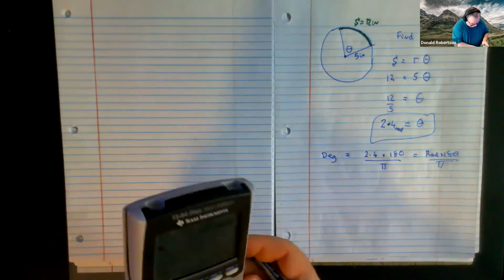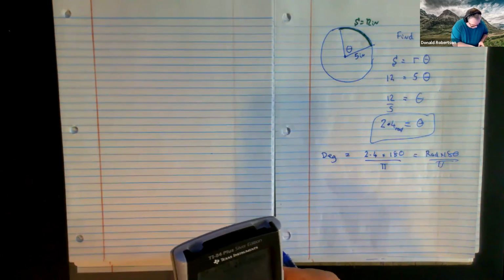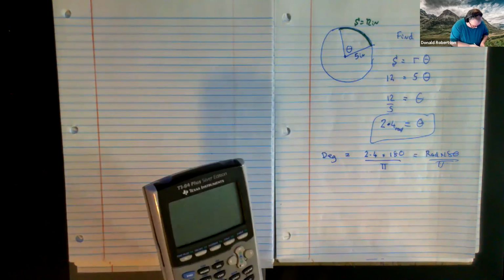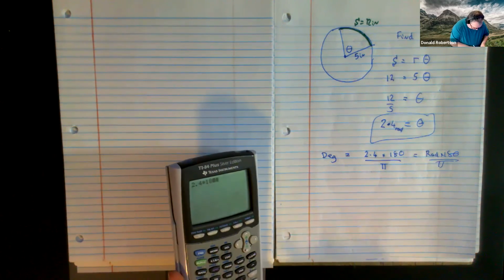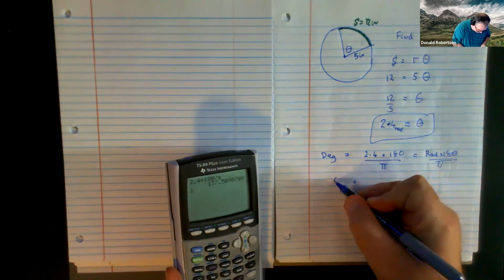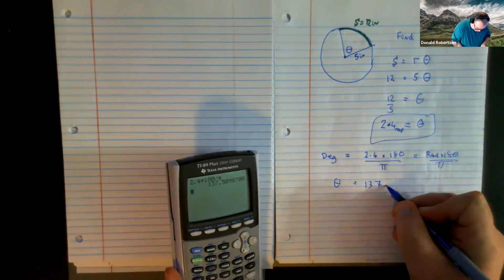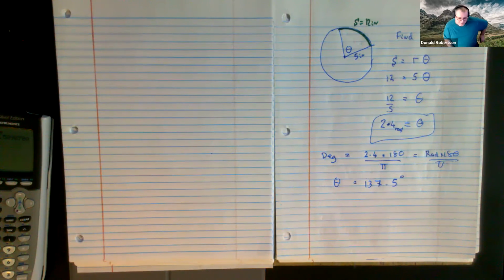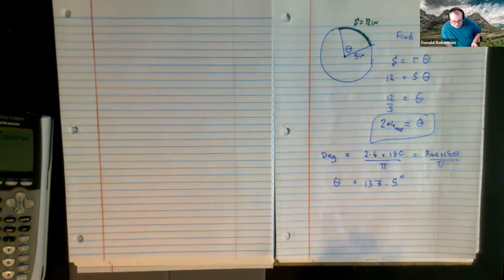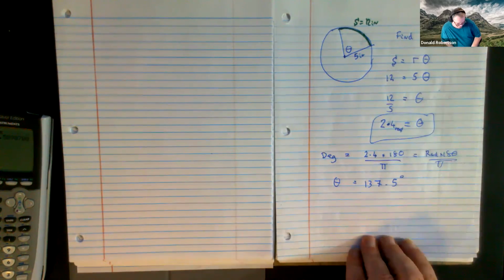So I've got the number in my calculator already, so let's do it. 2.4 times 180 divided by pi, and I get that the angle is about 137.5 degrees. So when you're reading the question, read what they want the answer to be, radians or degrees or whatever, and what was the information? Did they tell me the angle in the previous question in degrees, or did they tell me in radians?